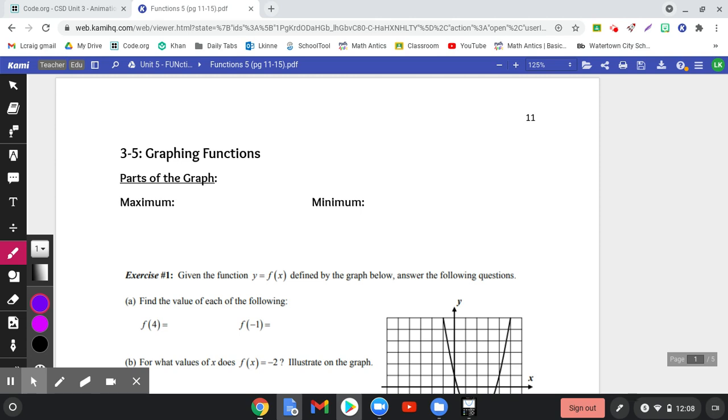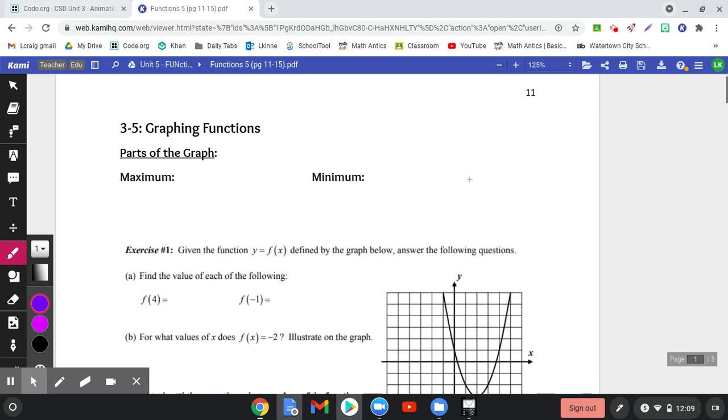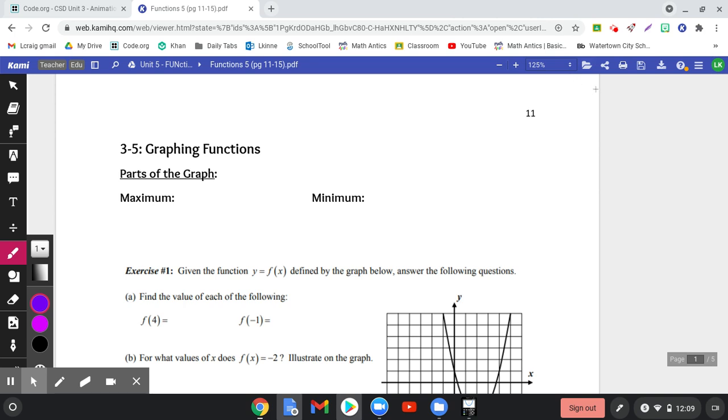Everybody, so we're going to work on lesson 5. Ignore that class bell there. This is on page 11 in your packet. I'm probably going to break it up into 2 videos so it's not as long.